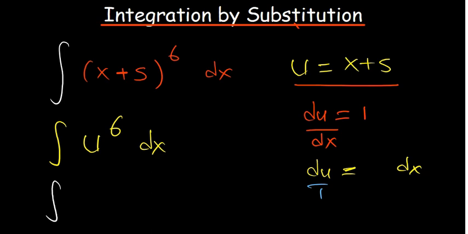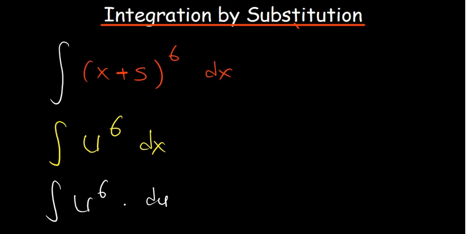So we have u to the power 6, and then where we have dx we're going to put du, right? So this will now allow us to simplify this. So this is something easy to integrate, right? We're able to integrate u to the power 6. How do you go about it?